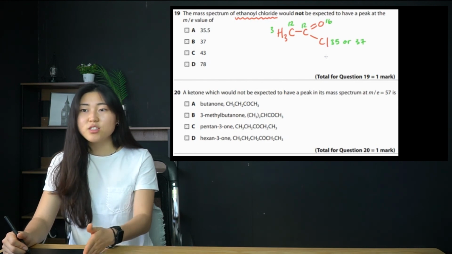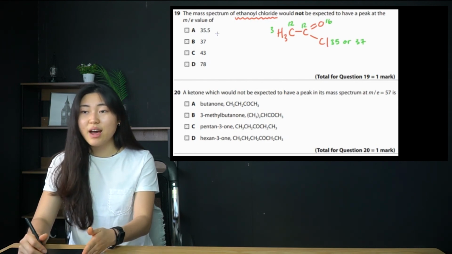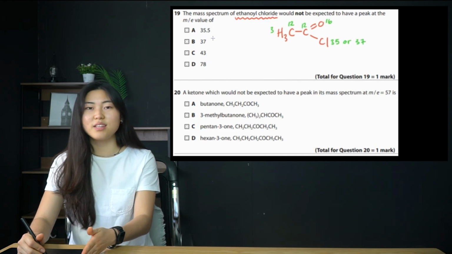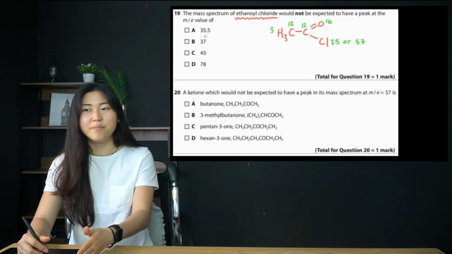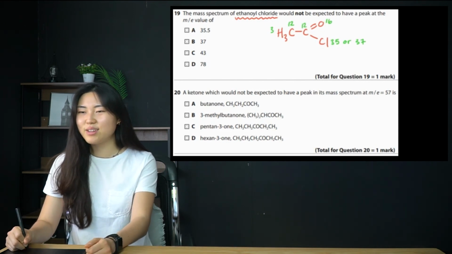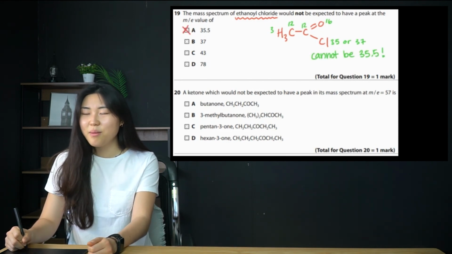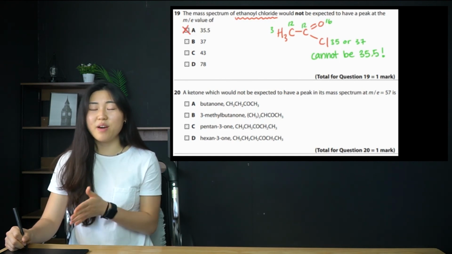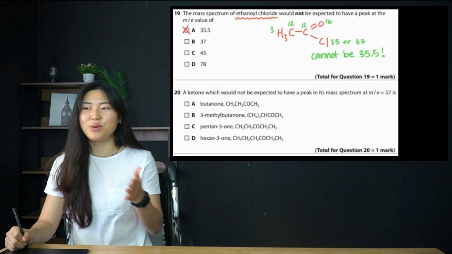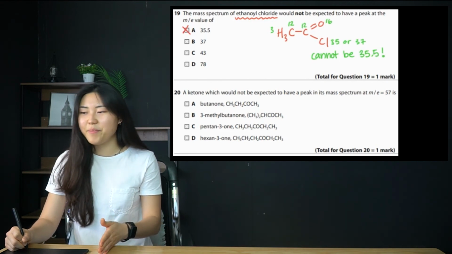So therefore, straight away, you can see that A is incorrect, because you can't have half a neutron and have a 35.5 isotope for chlorine. So obviously A is the answer. But yeah, it's obvious if you know that there cannot be a 35.5 isotope for chlorine. You only have 35 and 37.